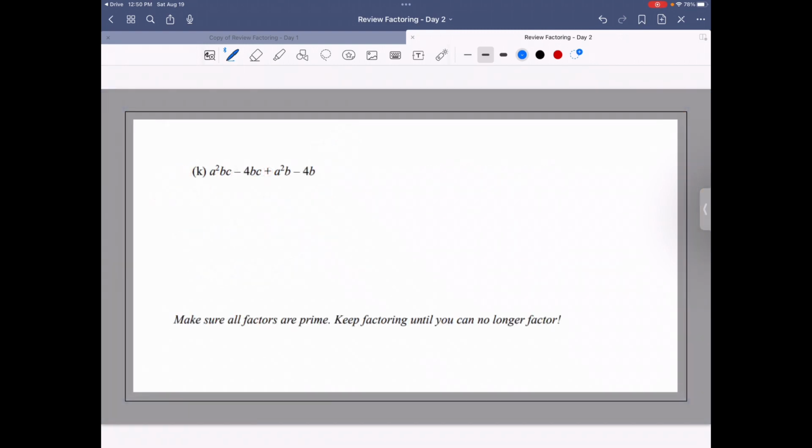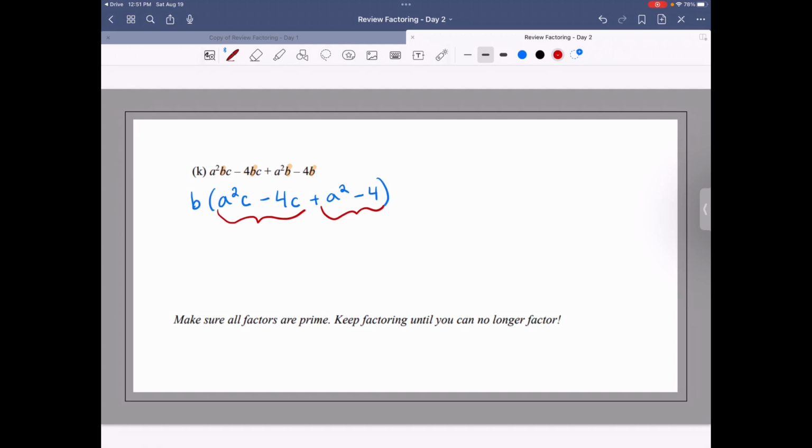Okay, let's pause and do J. Ooh, for A, this one's interesting. Looking at this, I can see that there is a b in each term. But that's the only thing that I see that's the same. So we're going to factor out a b. Then we would have a squared c minus 4c plus a squared minus 4. I'm wondering what we could do with this. I'm thinking we should group it because there's 4 terms and then there's more that we can factor out.